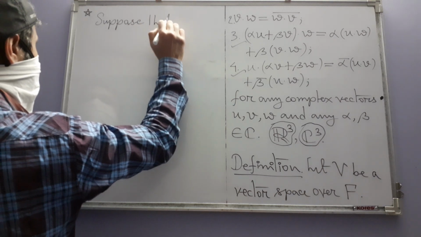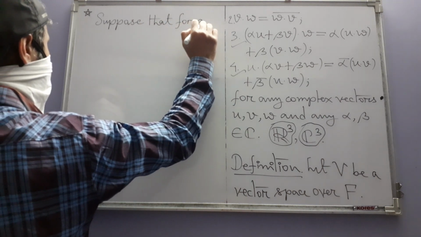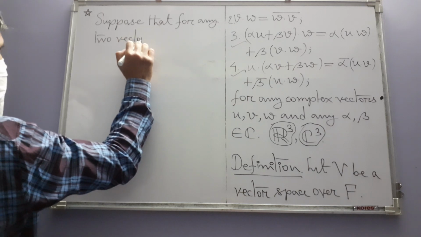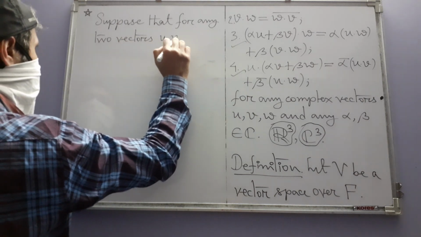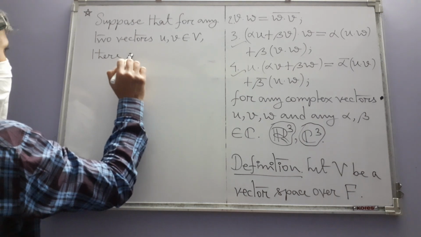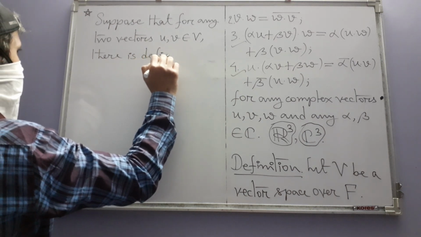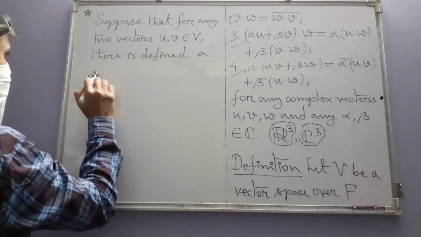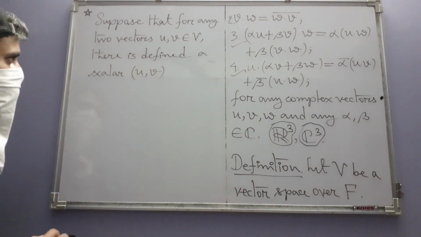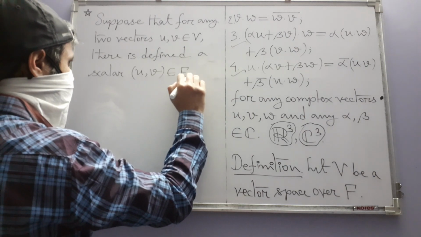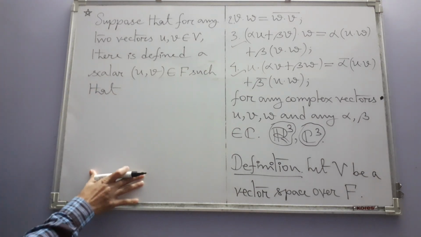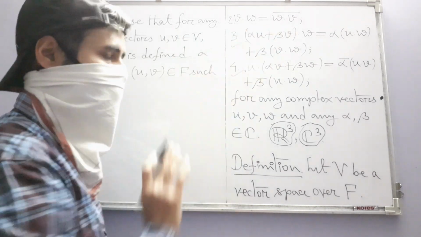Suppose that for any two vectors u and v in V, there is defined a scalar, which we denote by this symbol, in F, such that the following properties are true, and we take our cue from those properties that we have seen just now.